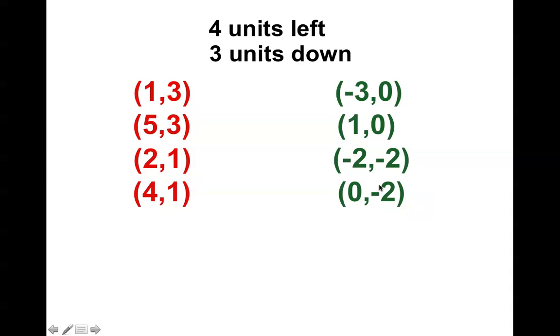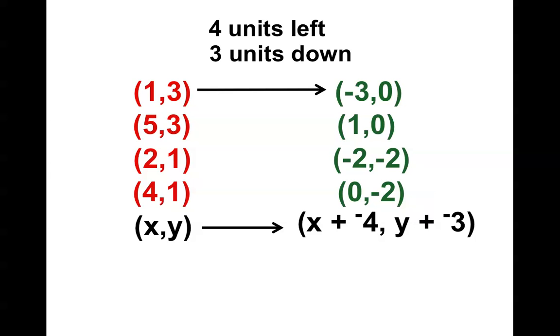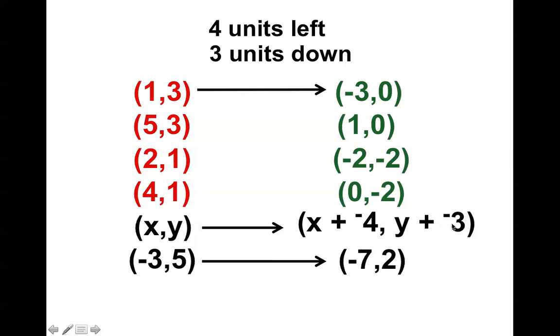So we can actually write this pattern out. Every x-coordinate lost 4, and every y-coordinate lost 3. So we started out at points x, y. We ended up at points x plus negative 4 and y plus negative 3. So if I had a point that started out at negative 3, 5, what would it end up at? Well, x is negative 3, so negative 3 plus negative 4 would be negative 7, and since y is 5, 5 plus negative 3 would be 2. And we get negative 7, 2. Try this one.